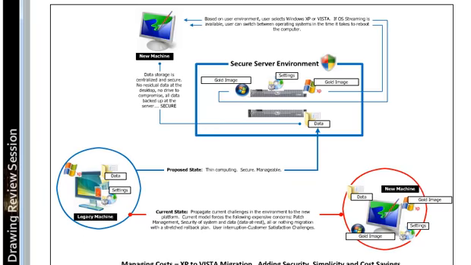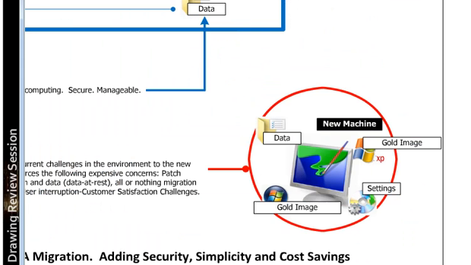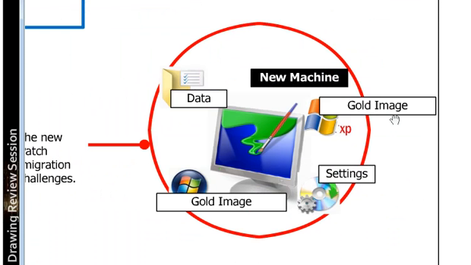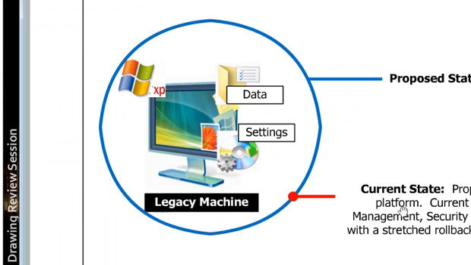All right, so let's start here with looking at a current state. Many of the environments that you may work in today look similar to this. Maybe a different operating system here, but essentially it's the same thing, right? We've got, whoops, that's the new machine, sorry about that. Current state, legacy machine. You've got all your data, your settings, your operating system, everything that resides here at the local desktop. It's very difficult to manage, and when migration time comes around, what do you have to do?